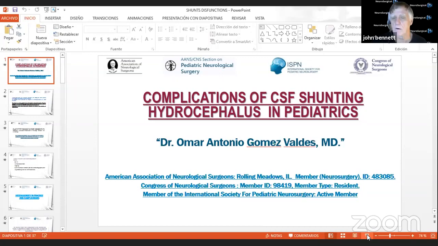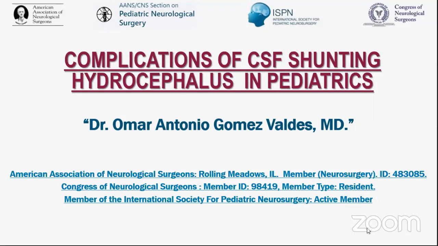Please say a few words about yourself first, Omar. Well, I'm a fifth-year resident here in Mexico City from the General Hospital of Mexico. I'm a member of the American Association of Neurological Surgeons and the Congress of Neurological Surgeons too, and a member too of the International Society for Pediatric Neurosurgery. I published on tumors in children. Now I'm going to speak about complications of CSF shunting in children with hydrocephalus. So let's get started.